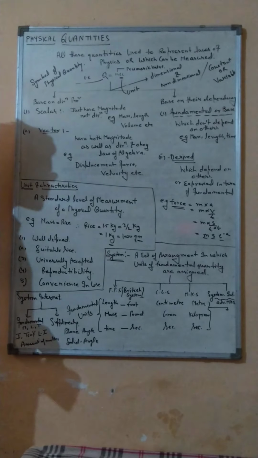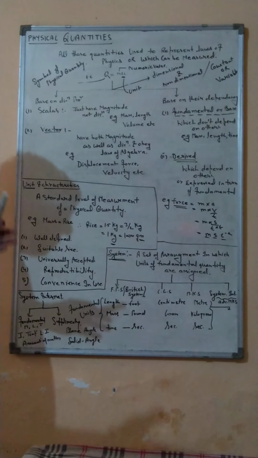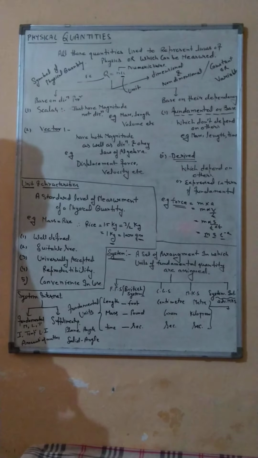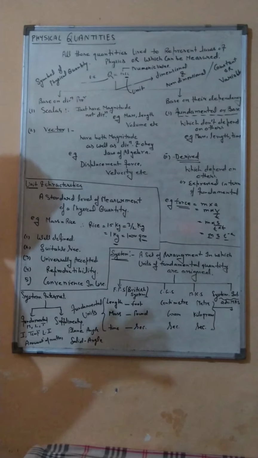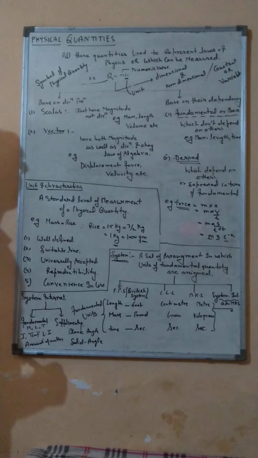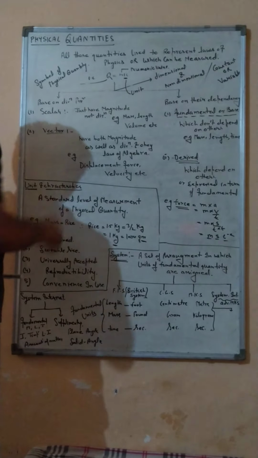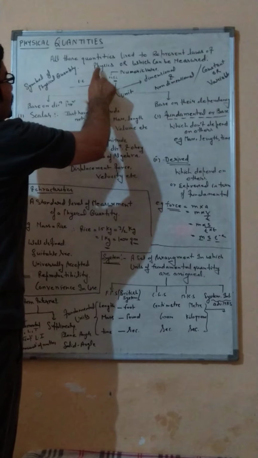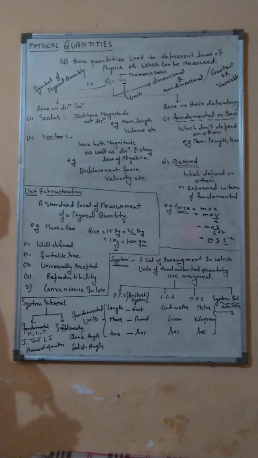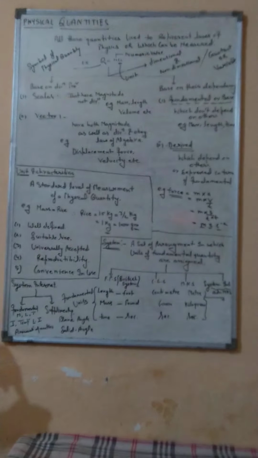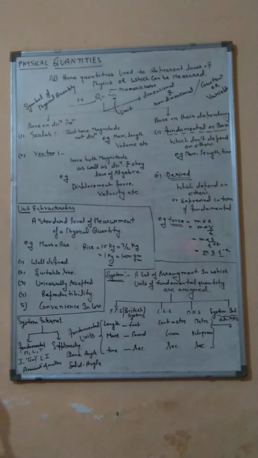Since in our society there are lots of things, living and non-living, some can be seen with our eyes and some cannot. But the main common thing is that some are measured. In simple words, all those quantities used to represent laws of physics, and there are many laws in our physics, which can be measured.